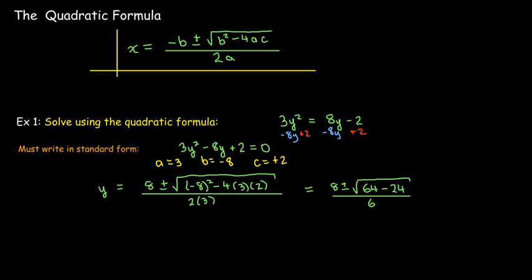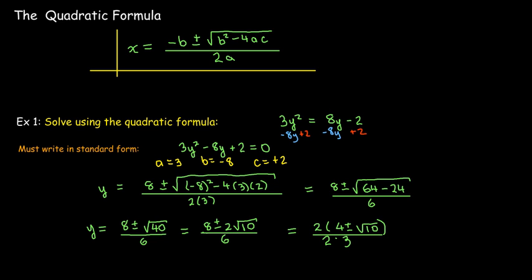And this radical 40, since 40 is 4 times 10, I can write that as 2 times radical 10. And then I see that I can actually factor out a 2 from each term, and that's what has to be done, right? You have to have a common factor, and then I'm left with, in the bottom, 6 can also be factored as 2 times 3, so I've got this form of 1. So it actually simplifies to 4 plus or minus radical 10 all over 3.